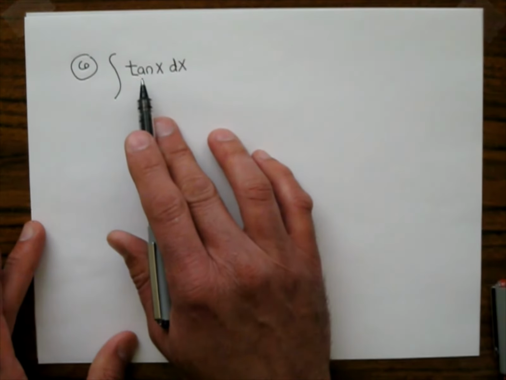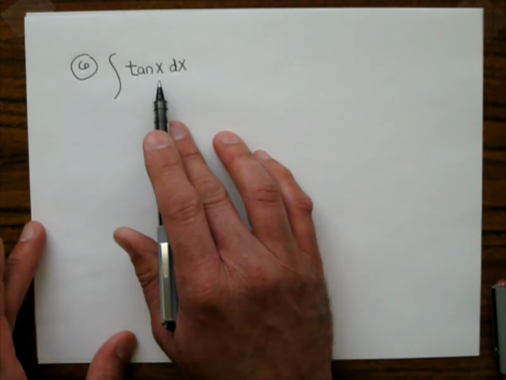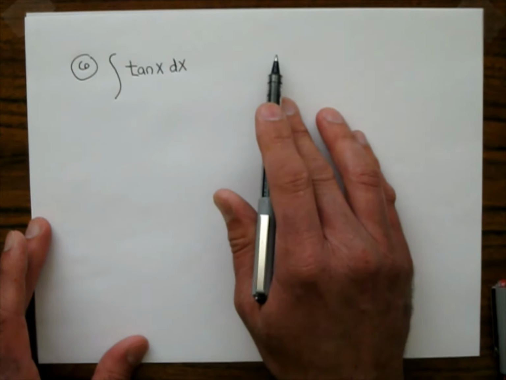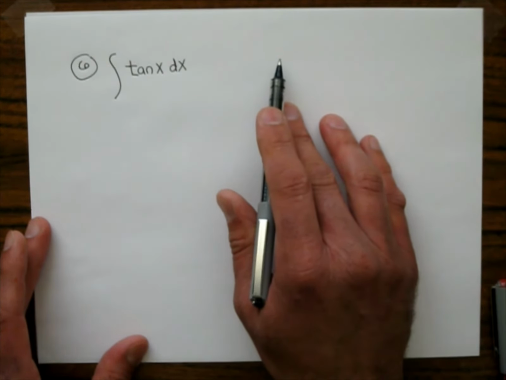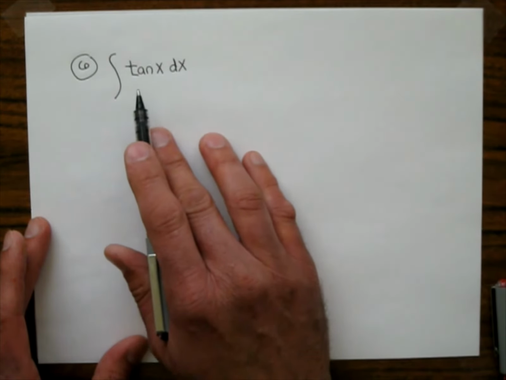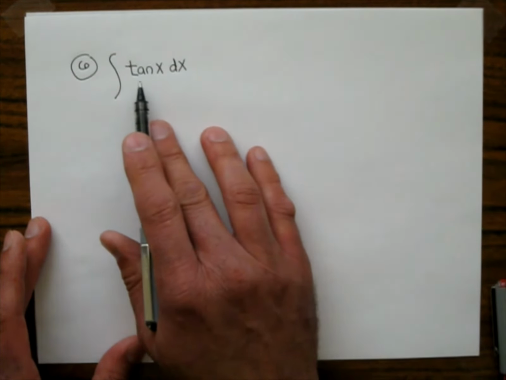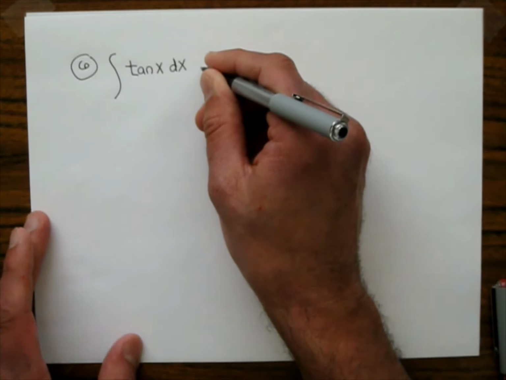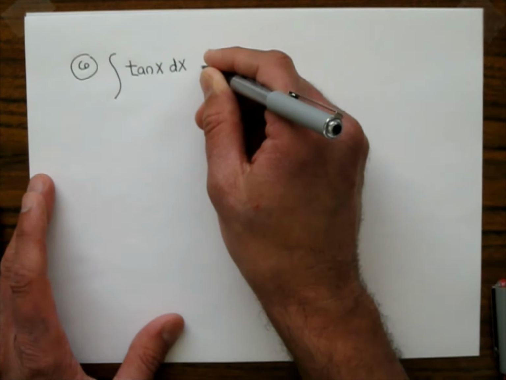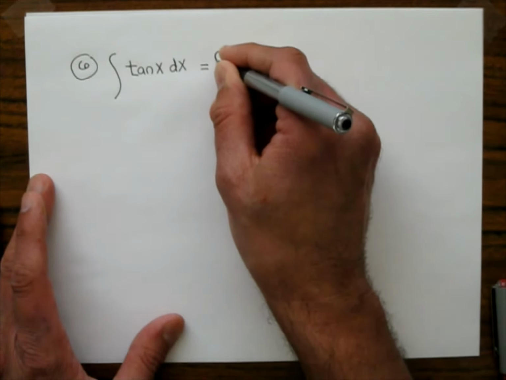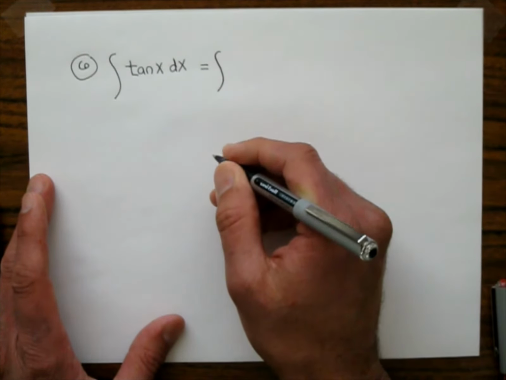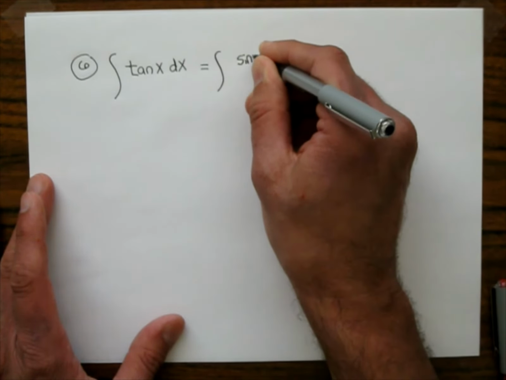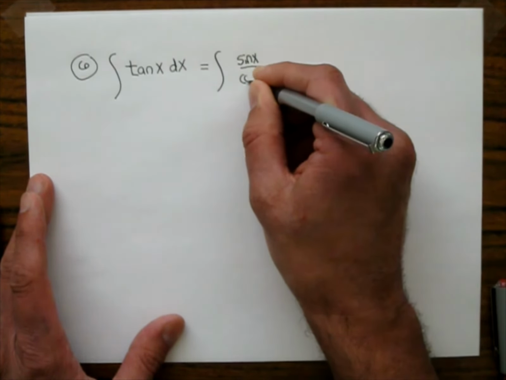We're looking at this and we're like, what should we let our u equal? Should we let it equal x? That's a funny thing to do. If you let u equal x, then du equals dx, and you do all the substitution, your problem becomes tangent u du, and you're still in the same boat. So the only thing I can think of that might be useful is to rewrite the tangent in terms of sines and cosines. And if you remember your trig identities, the tangent is the sine over the cosine.